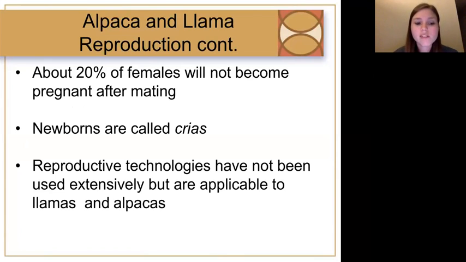Newborns are called crias. So that's just an interesting term for llamas and alpacas. It's different from some other species. And reproductive technologies have not been used extensively, but they are applicable to llamas and alpacas. So that would be like your artificial insemination and things like that.